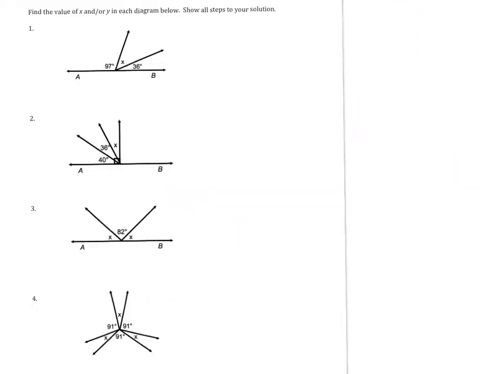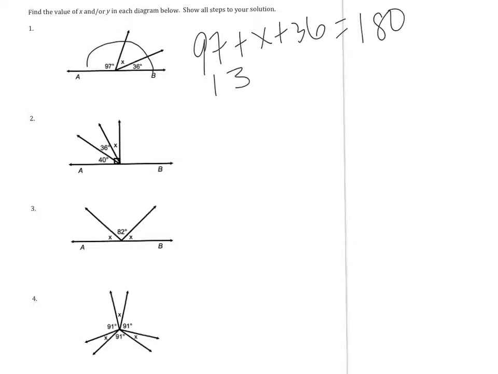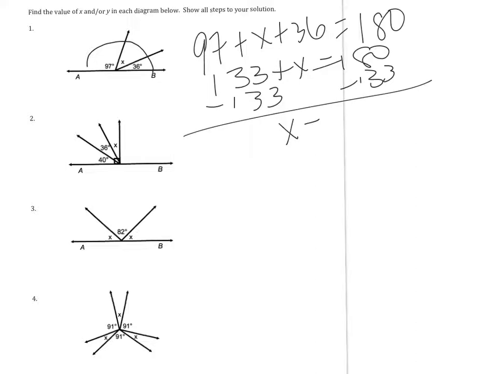Okay, on this next one, there's a bunch of algebra involved, and we're going to take these together. If we look at this first one, these three angles should add up to 180. So I'm going to write an equation, 97 plus x plus 36 equals 180, and then solve it from there. 97 plus 36 is 133, plus x equals 180. Subtract 133 from both sides, and I wind up with x is equal to 47. So that's the first one.